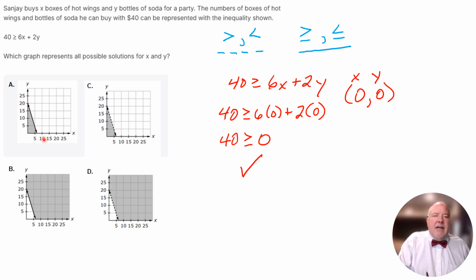Remember, it's a solid line, so it's either A or B. A has it shaded on this side where 0, 0 is. So the answer would be A.